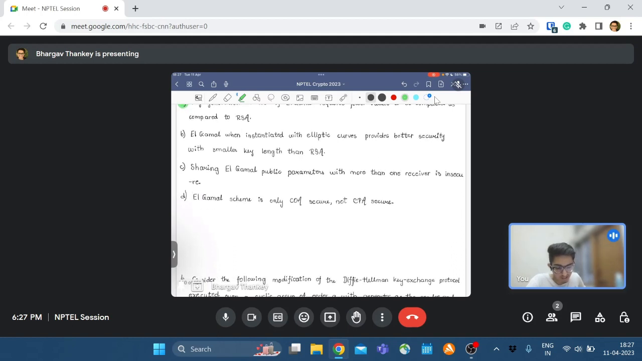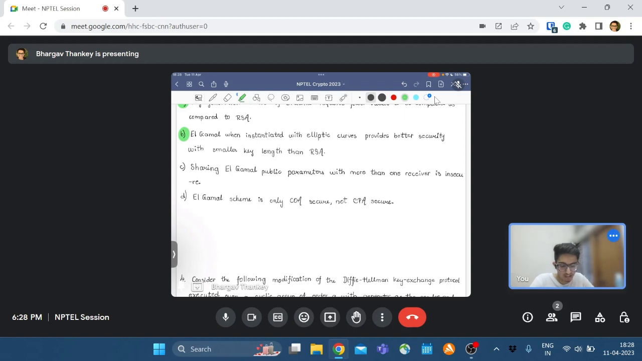Option B is Elgamal when instantiated with elliptic curves provides better security with smaller key length than RSA. This is true. Option C is sharing Elgamal public parameters with more than one receiver is insecure. No, so Elgamal is just like RSA. Elgamal is also a public key encryption scheme. So we can share the public parameters or the public key with more than one receiver, and Elgamal would still be secure. So option C is false.